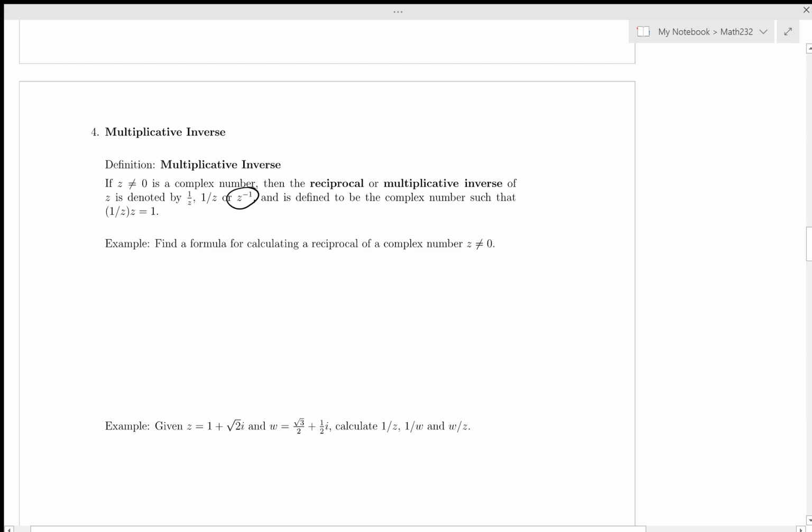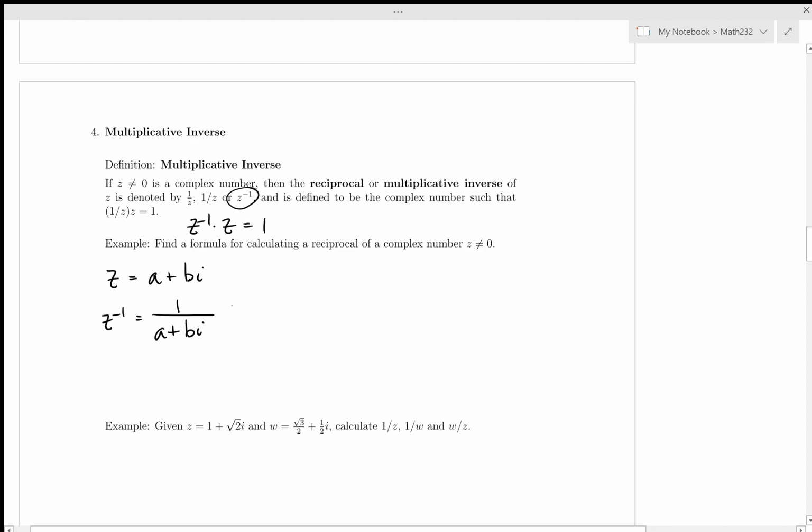I will tend to use this notation. I much prefer that because that generalizes nicely. It is the number such that 1 over Z times Z is equal to 1, or I could write it like this, Z to the minus 1 times Z is equal to 1. So let's see if we can figure out how we could calculate this. Let's say what Z is first. Z is some complex number, A plus BI. Then Z to the minus 1 is 1 over A plus BI.